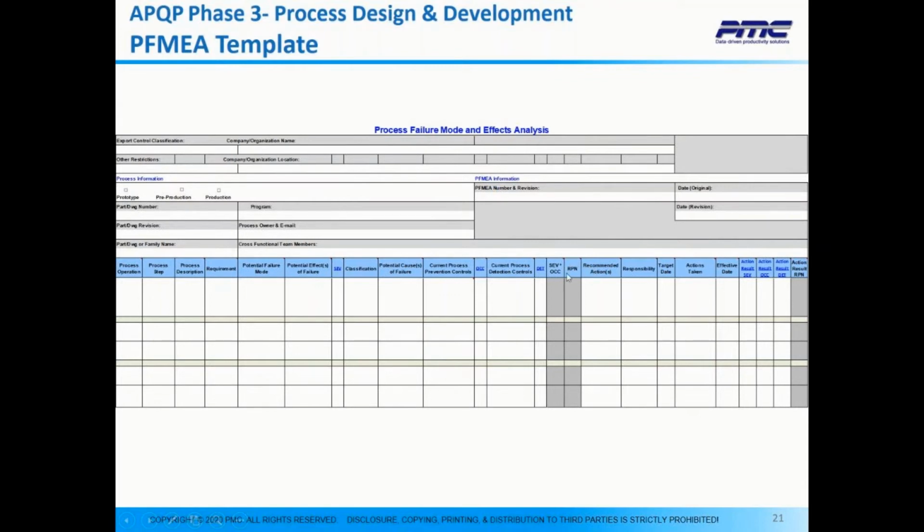Again, we use RPN to prioritize the risks, and then act accordingly through the recommended actions, responsibility, target date, actions taken, and effective date. Then, after monitoring the recommended action for a while, we have to recalculate the severity, occurrence, and detection, and come up with a new, action-resulted RPN. Keep in mind that, for both DFMEA and PFMEA, the severity rating can only be changed through design change. So if the recommended action did not involve any design change, we don't expect severity to be changed. So we will use the same severity as before.